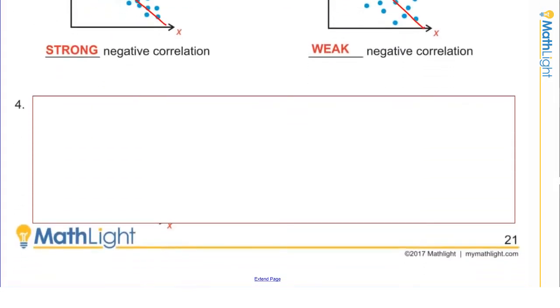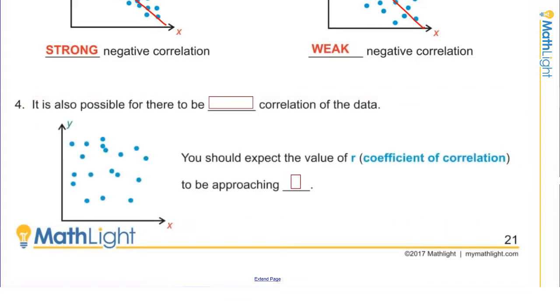Okay, are those the only possibilities? No. Oh, there could be no correlation, right? There could be no correlation of the data. So, you're running data. I don't know, you're taking a poll, you're trying to analyze data. You graph it and your points are all over the place. There's no way to tell where this trend line should go. Is it there? Is it there? I don't know. It could be either possibility, and therefore we just don't know. All right, so in this case, what should you expect the value of R to be approaching?